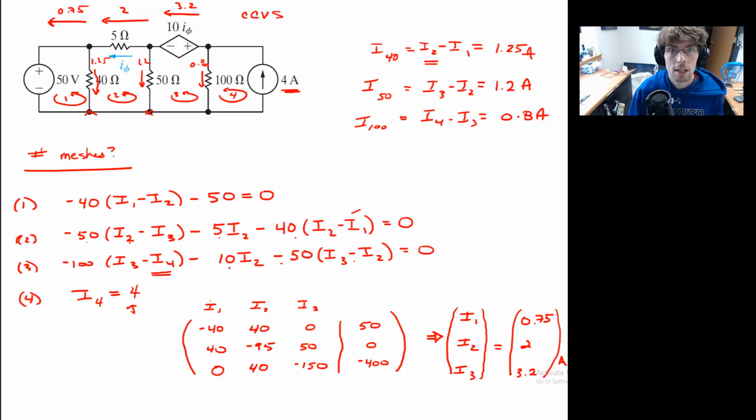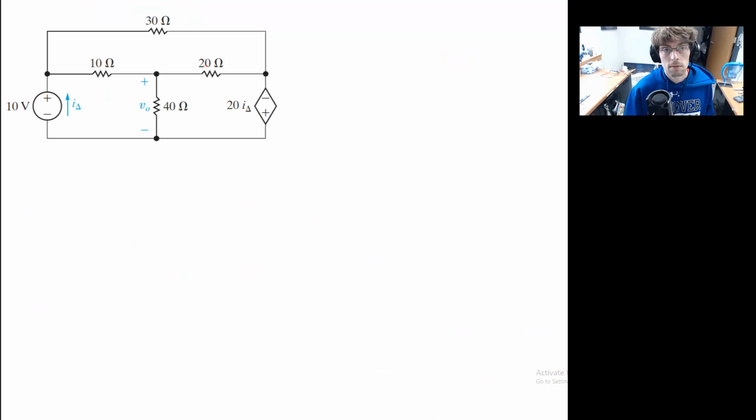Okay, well, let's go ahead and do a second example that we know the answer to. So we've already dealt with this circuit. There we go. Take a minute, apply mesh current, and get the current flowing through all the branches. You got it?